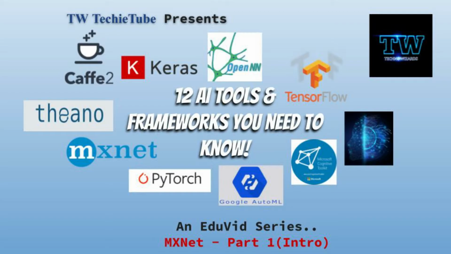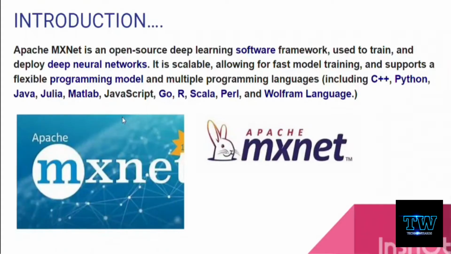Let me start. The general introduction to our MXNet model is Apache MXNet. It is an open source deep learning software framework which is used to train and deploy deep learning neural networks. It is scalable, tuned for fast model training, and supports a flexible programming model and multiple programming languages including C++, Python, Java, Julia, MATLAB, JavaScript, Go, R, Scala, and etc.